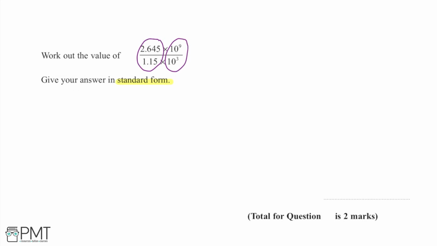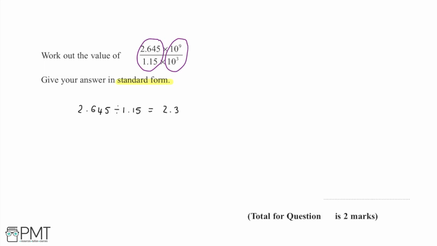So if I start by doing 2.645 divided by 1.15, that's going to give me an answer of 2.3, which is a nice answer. It only has a number in the units column, it doesn't have any tens, so we don't need to change this into standard form. And then similarly here, we can do the same thing with the 10 to the power ofs.